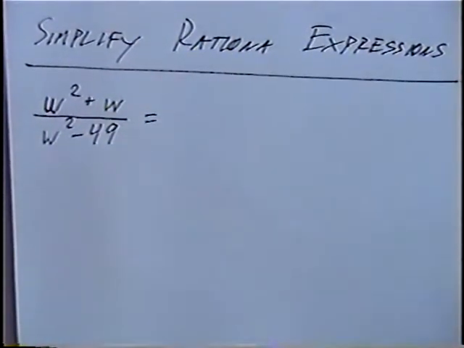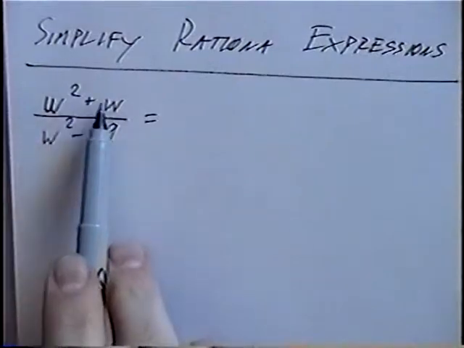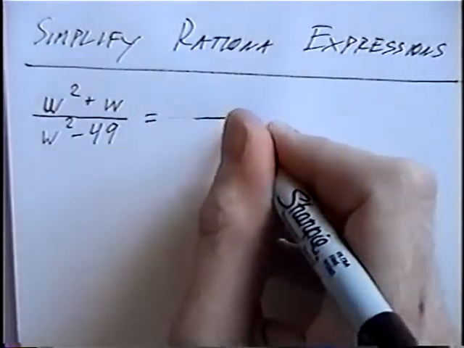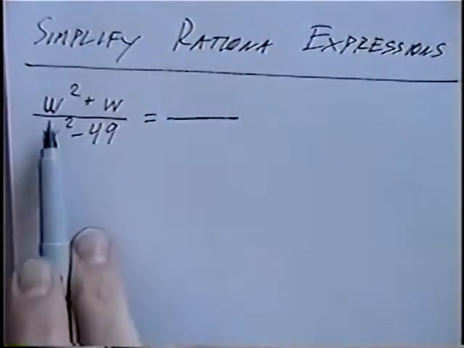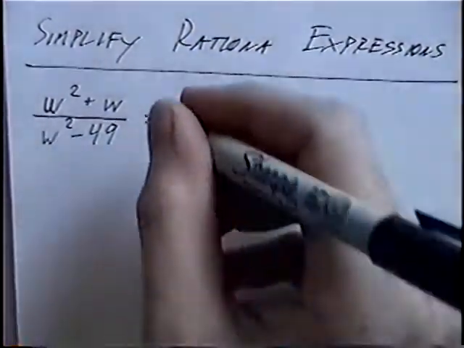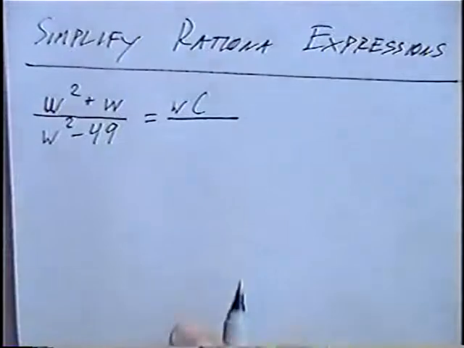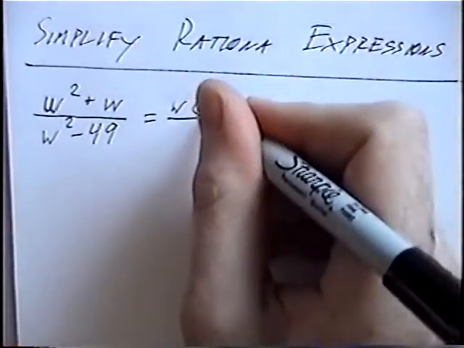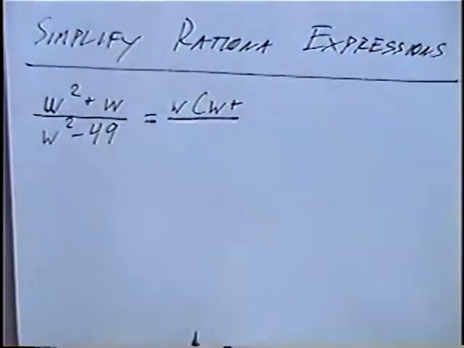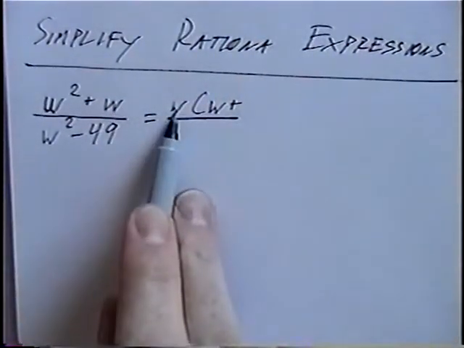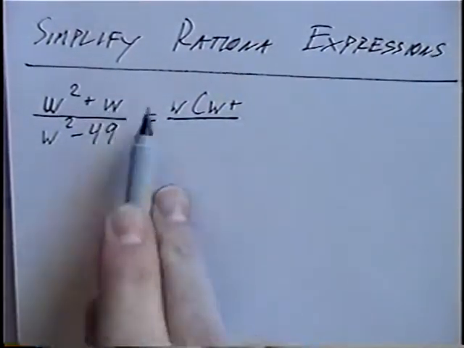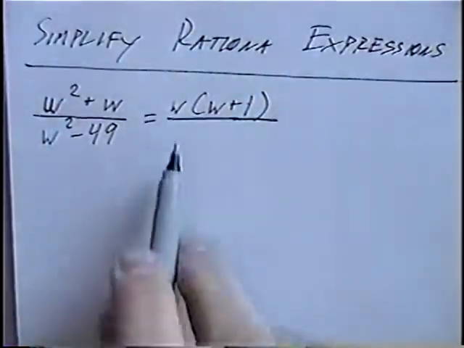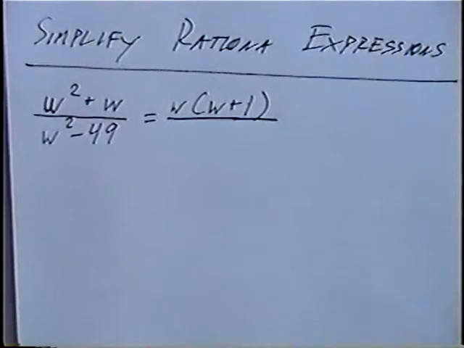Same steps as we did in the previous section. We want to factor the numerator first and then factor the denominator. For the numerator, each term has a w, so we can factor a w out. W squared divided by w would still be w, and w divided by w would be 1. So the numerator, we're left with w times w plus 1.